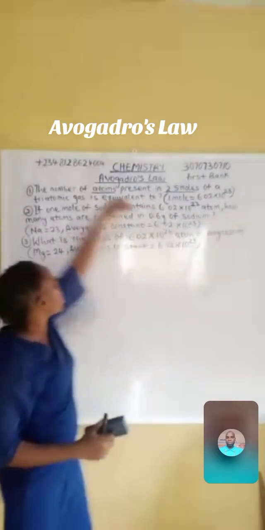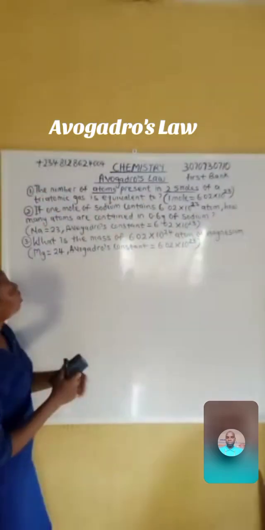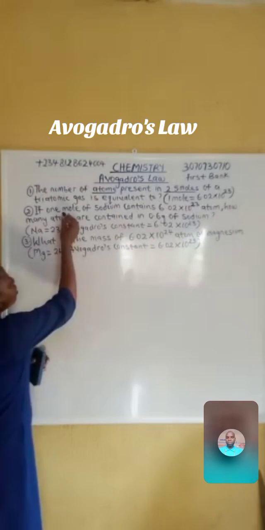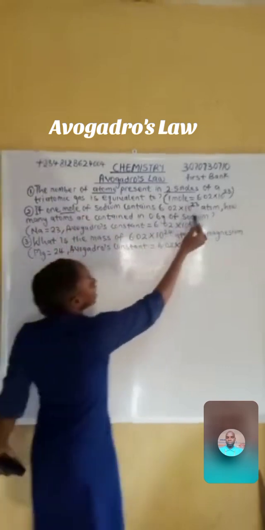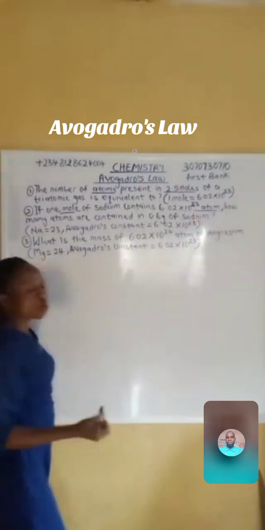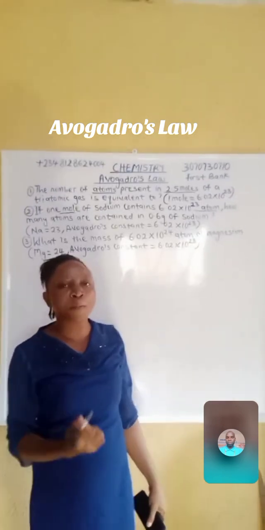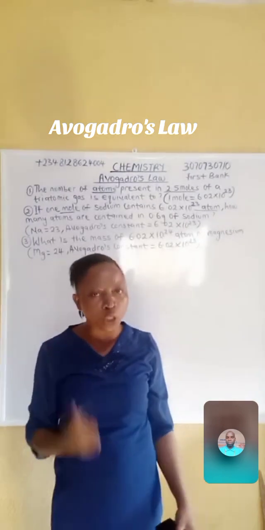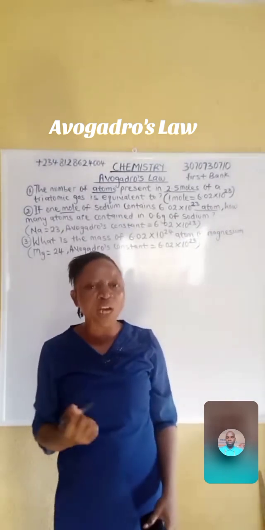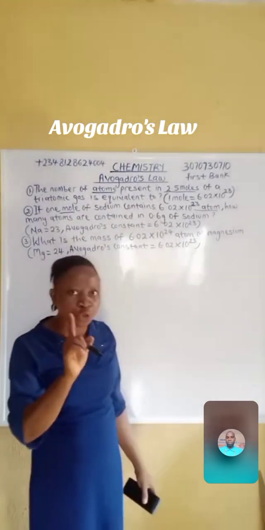You can see now they are talking about the number of moles. The question mentioned the number of mole and atom. So when your question is talking about the number of mole and atom, you apply Avogadro's law. Then what is the first thing to write?